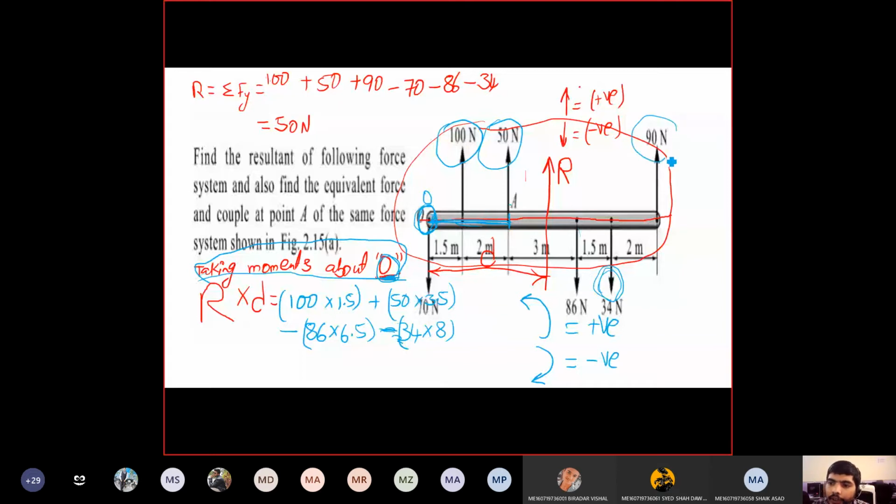Next, what about this one? 90. Positive or negative? Tell me. You have to take positive only. Why would you take negative? Because it is anti-clockwise. I want to bring this force up to this point, then it will travel in this direction, which is anti-clockwise. For these other forces, if I want to bring them about point O, then they have to travel clockwise. That is the reason why I have taken the negative sign. Okay. See here. For 90, what do I have to write? Plus 90 into 10.